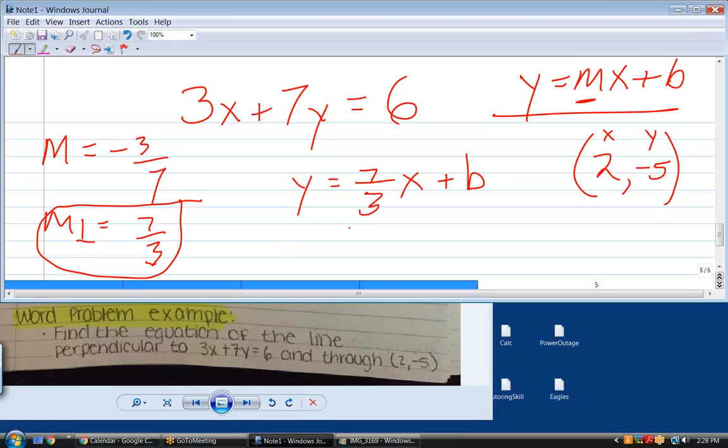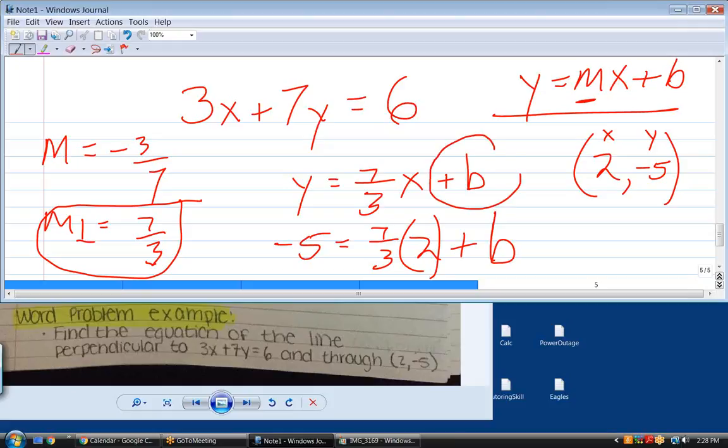No. Look at how I've labeled them. First number is the x coordinate. Second number is the y coordinate. Right. So -5 equals 7/3 times 2 plus b. And notice that I can now solve this for b. Once I solve it for b, I'm going to go back in and put it right there, and that's my equation of that line.